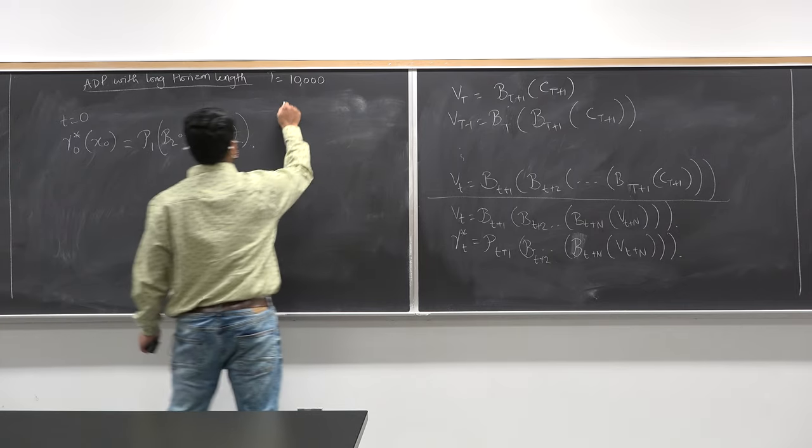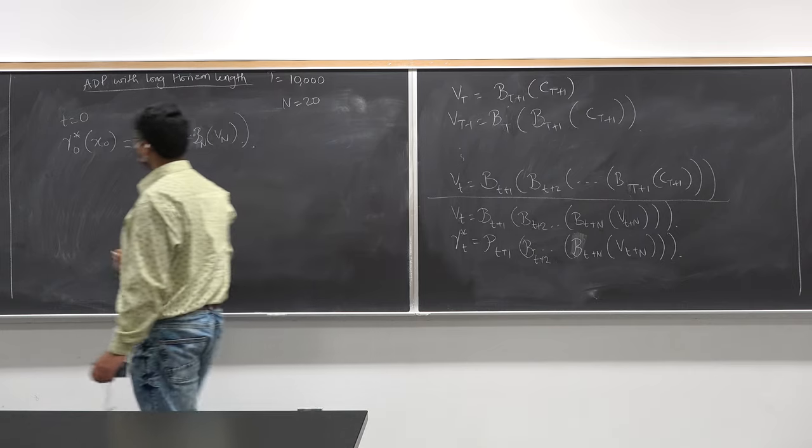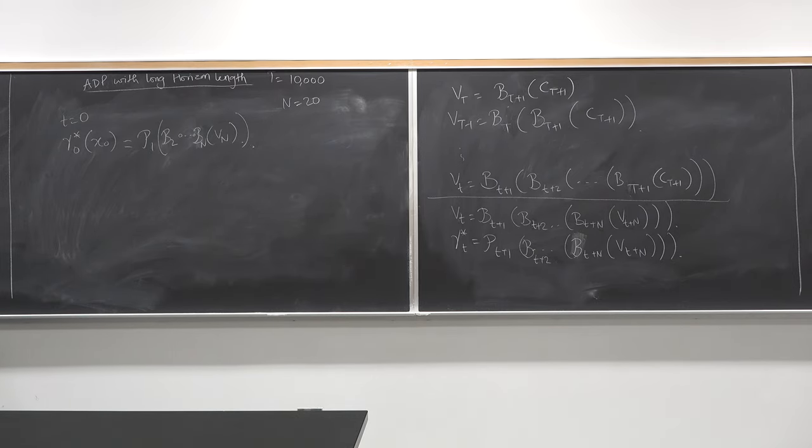Okay, so let me give you an example. N equals 20, T equals 10,000. We need to do something. I can only run a 20 time step dynamic program in my embedded device, whatever embedded hardware I have. That's the maximum I can go. You can divide it into 20 intervals. Okay, divide T into 20 intervals.